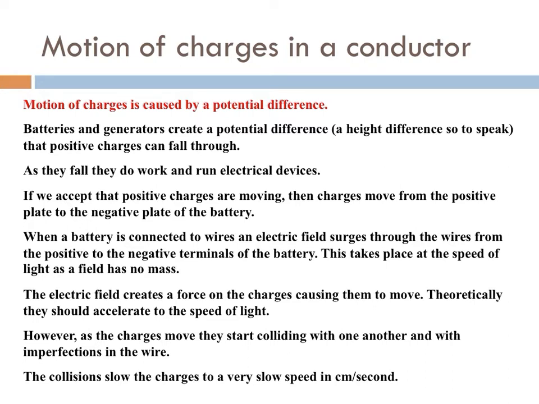When a battery is connected to wires, an electric field surges through the wires from the positive to the negative terminals of the battery, and this takes place at the speed of light, as a field has no mass. The electric field creates a force on the charges, causing them to move, so theoretically they should accelerate to the speed of light. However, as the charges move, they start colliding with one another, and with imperfections in the wire. So these collisions slow the charges to a very slow speed in centimeters per second.